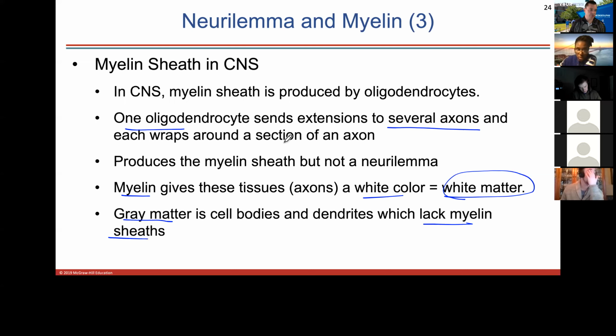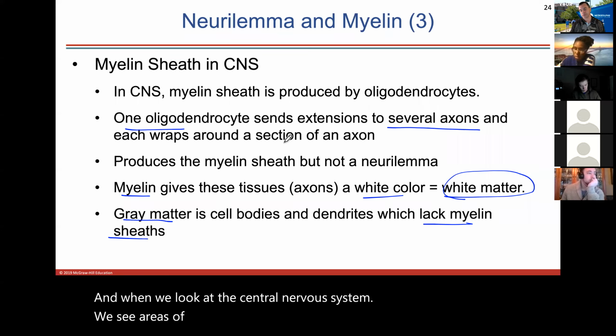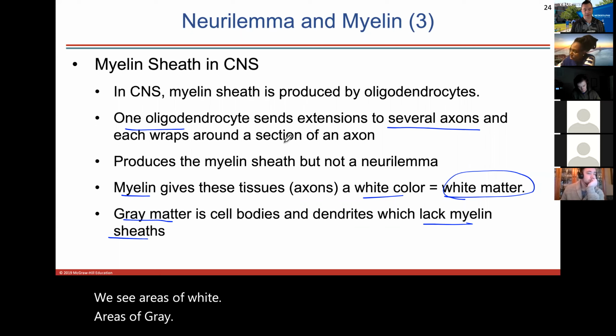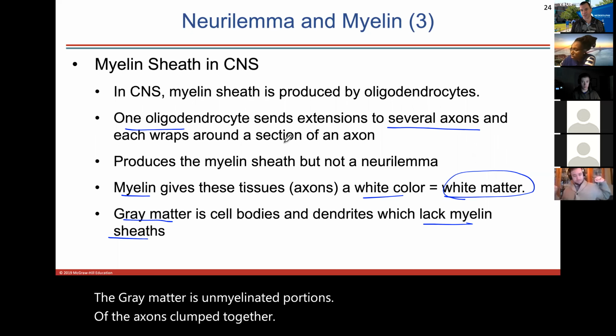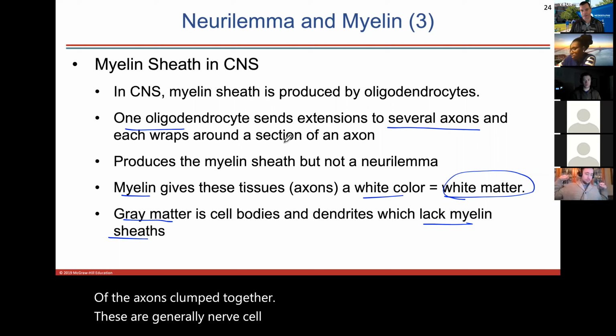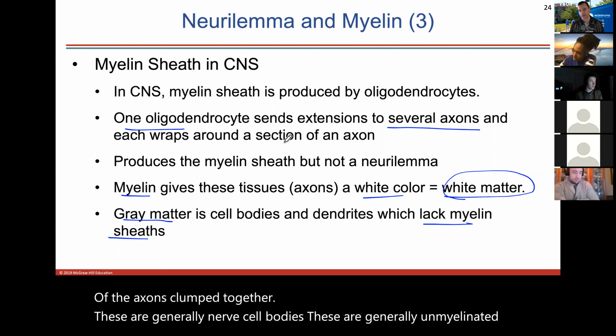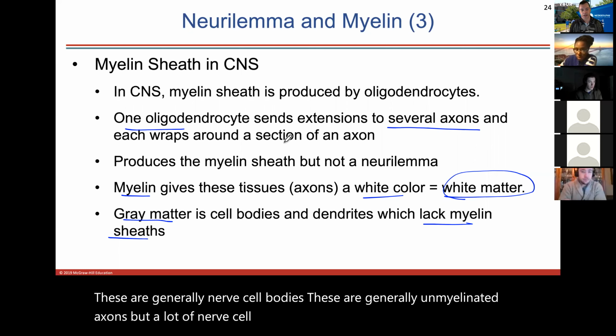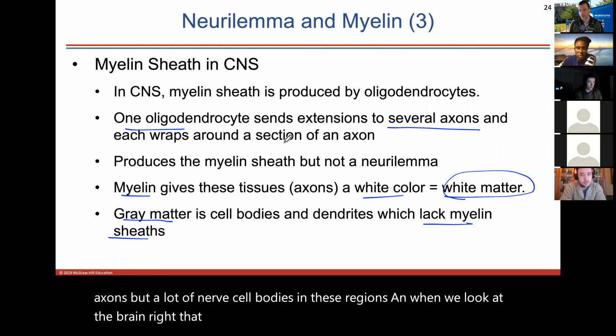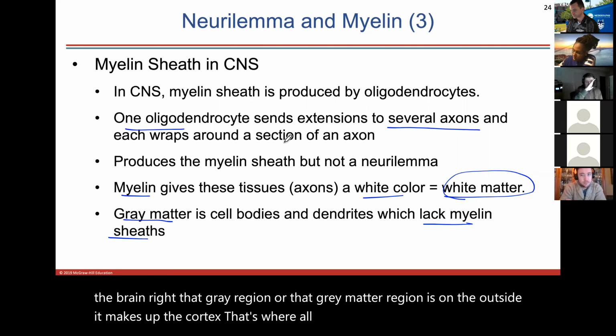And when we look at the central nervous system, we see areas of white, see areas of gray. The gray matter is unmyelinated portions of the axons clumped together. These are generally nerve cell bodies. These are generally unmyelinated axons, but a lot of nerve cell bodies in these regions. And when we look at the brain, right, that gray matter region is on the outside. Okay, it makes up the cortex. That's where all the nerve cell bodies are.